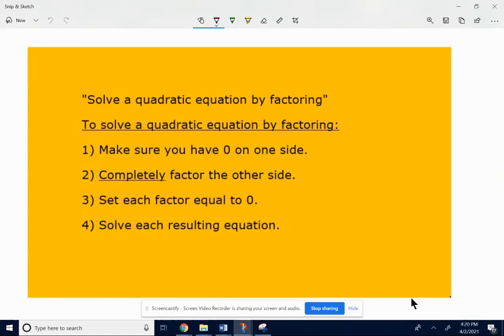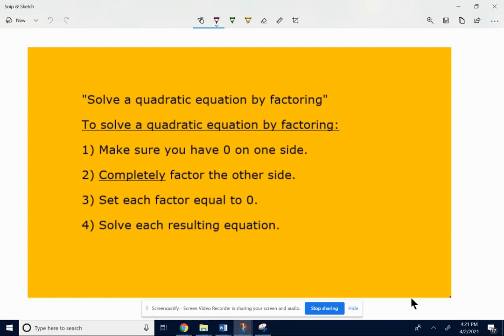Okay, this video is to help you with the IXL lesson, solve a quadratic equation by factoring. We're going to solve a quadratic equation by factoring by using these 4 steps. We're going to make sure we have 0 on one side of the equation, and if we don't, maybe we have to add or subtract something to make that happen. Then we're going to completely factor the other side. Remember when we factor, we always look for a greatest common factor first, and then we go from there.